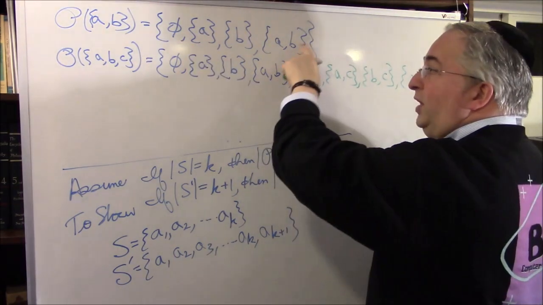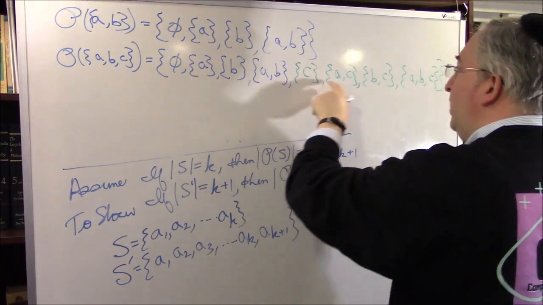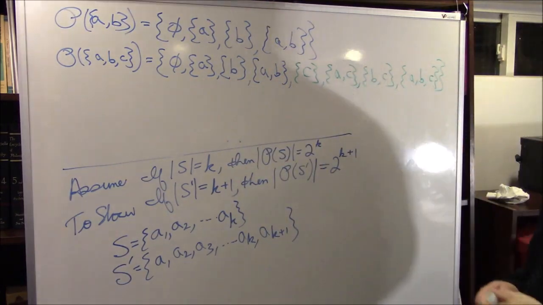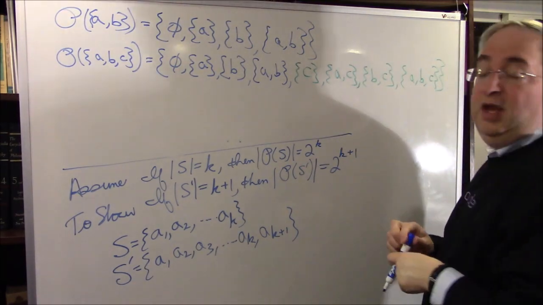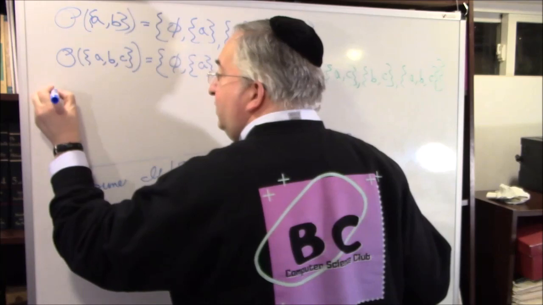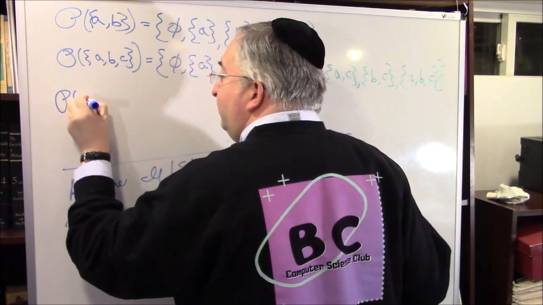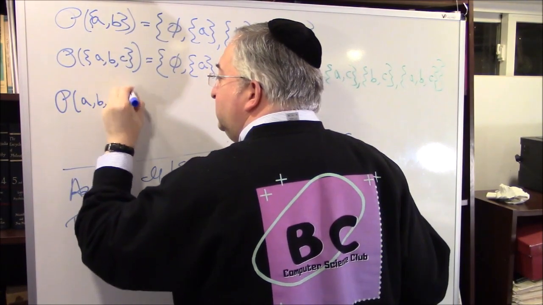Okay, notice what happens. Here I had 4 elements. Here I have 1, 2, 3, 4, 5, 6, 7, 8 elements. Great. Guess what I'm going to do now? You guessed it. I'm going to do A, B, C, D, just to get a feel for it. Power set of A, B, C, D.